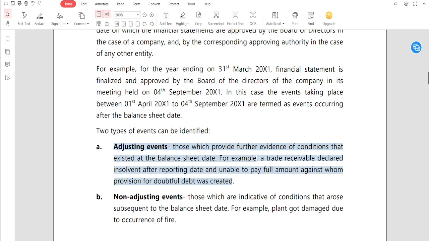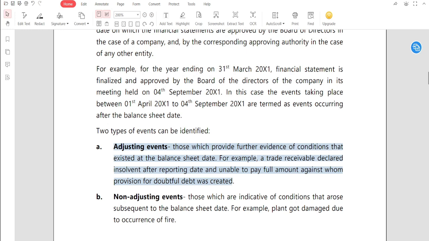And now accounting treatment: loss should be accounted in the accounts, and assets and liabilities are to be adjusted. So whatever the loss you incur due to the trade receivables in this given example, you have to record in the books of accounts and adjust your provision accordingly. The assets and liabilities means sundry debtor will be adjusted accordingly.